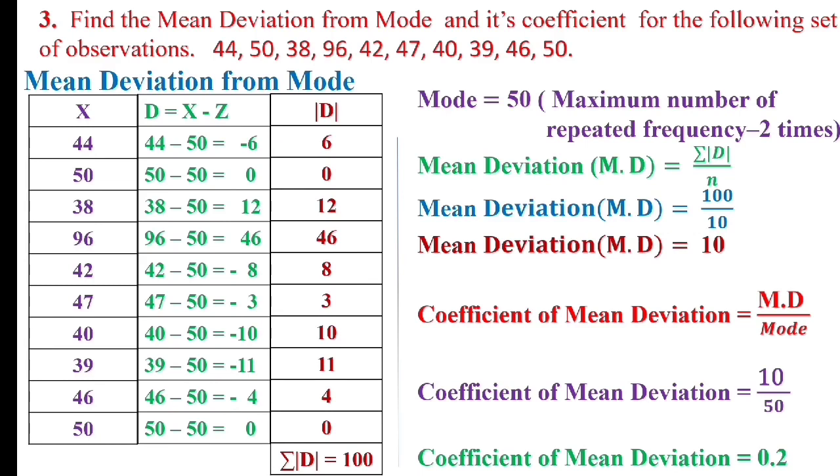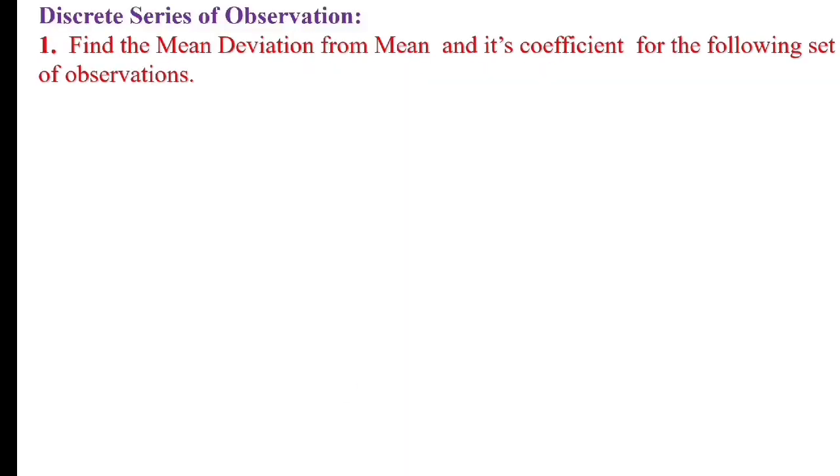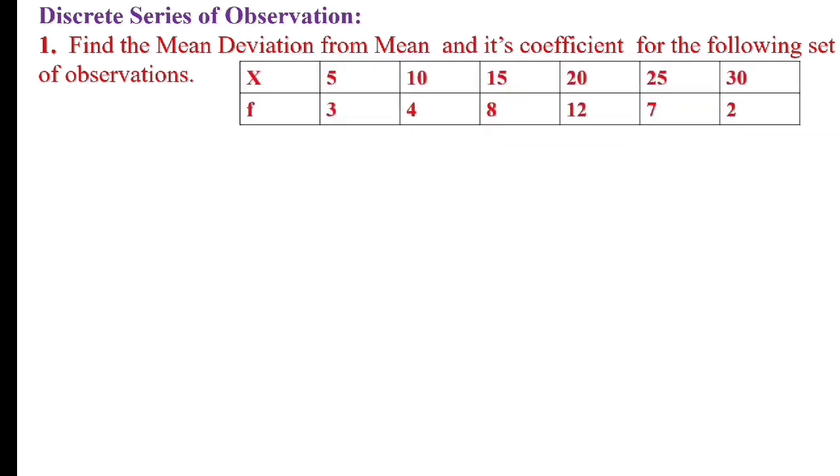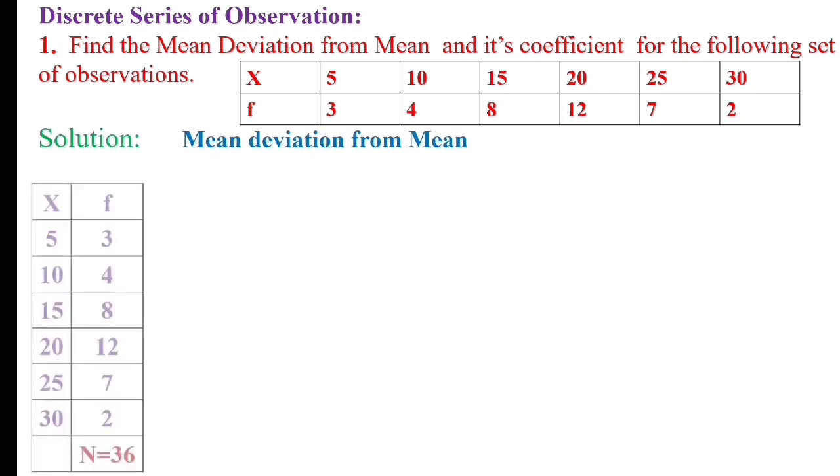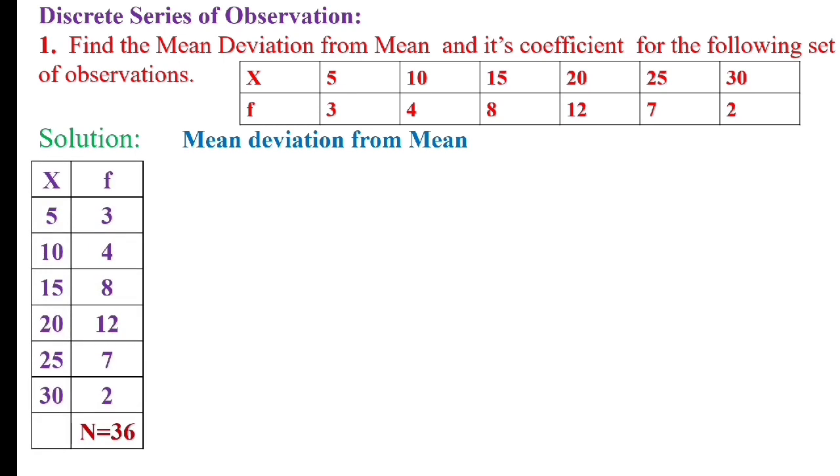Next, we are going to study discrete series of observation. Here also, in the same way, mean deviation will be found: mean deviation from mean, mean deviation from median, mean deviation from mode. Each one, different problems I explained. First, mean deviation from mean. The given problem in this format will be written in vertical form. We are going to study here how to find mean. So we will write: 5, 10, 15, 20, 25, 30, and frequencies 3, 4, 8, 12, 7, 2.